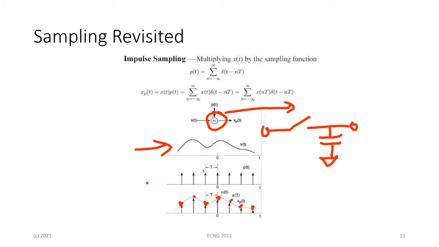All right. So the switch in effect is a pulse train. The pulse train is turning the switch on and off. The capacitor is what is storing these values here. Okay, so conceptually, that is how it works.